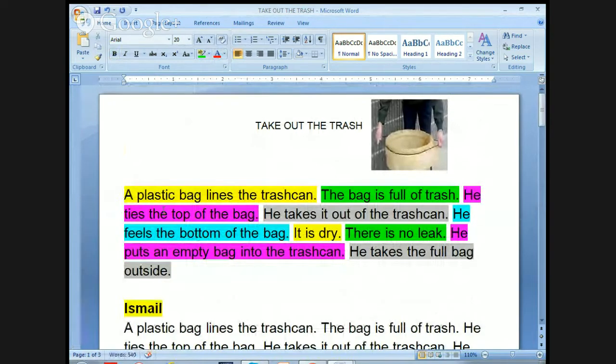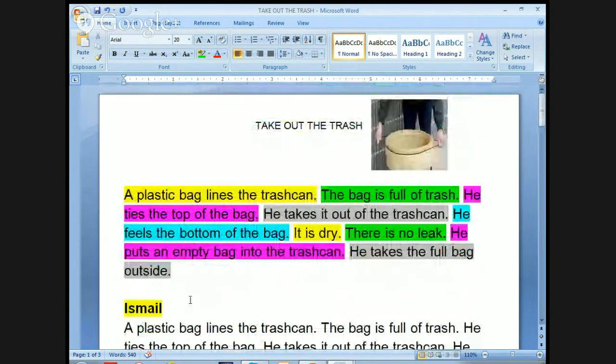My name is Priscilla. A plastic bag lines the trash can. The bag is full of trash. He ties the top of the bag. He takes it out of the trash can. He fills the bottom of the bag. It is dry. There is no leak. He puts an empty bag into the trash can. He takes the full bag outside.